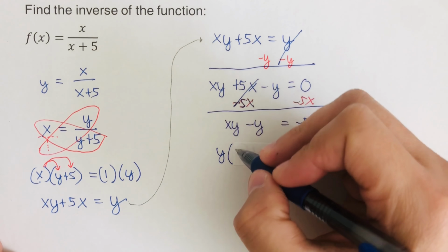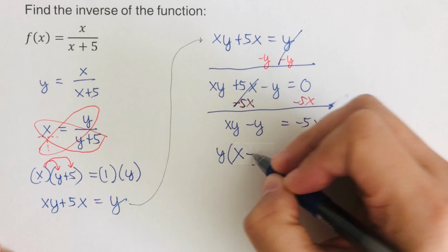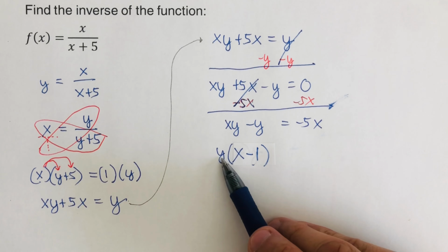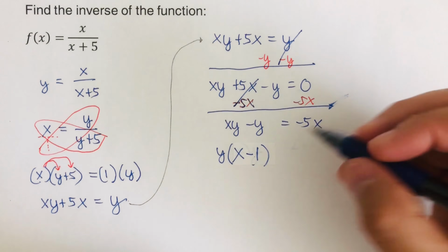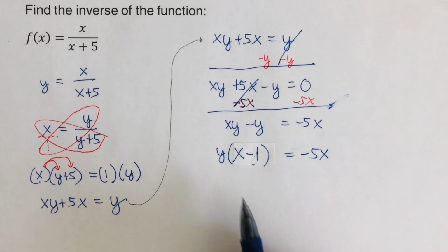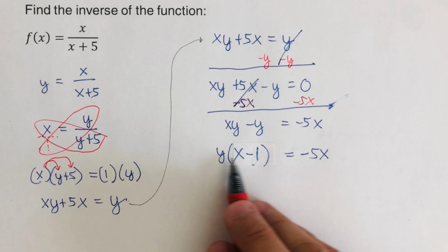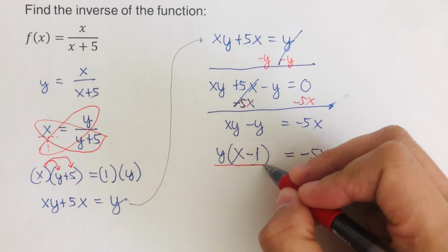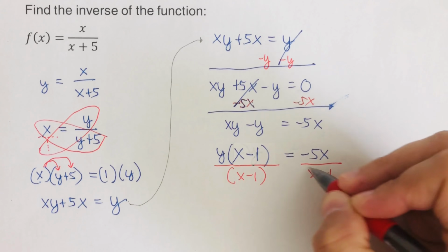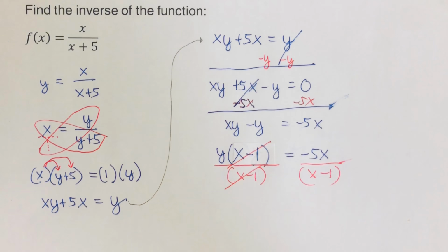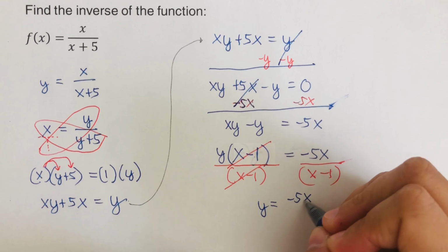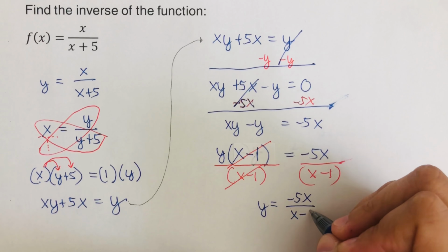Using the distributive property backwards, this would be x minus 1. So that if I multiply y times x is xy, y times negative 1 is negative y, and that is equal to negative 5x. So then from here, we can go ahead and divide both sides by x minus 1 because we want y by itself. So I'm going to divide this by x minus 1 and divide this by x minus 1. So then I can cross this out. So then I am left with y is equal to negative 5x over x minus 1.